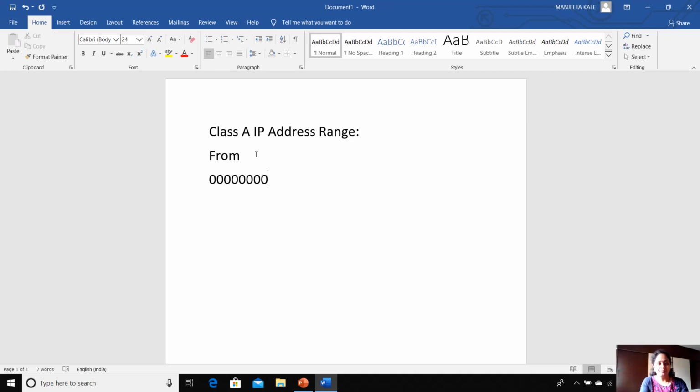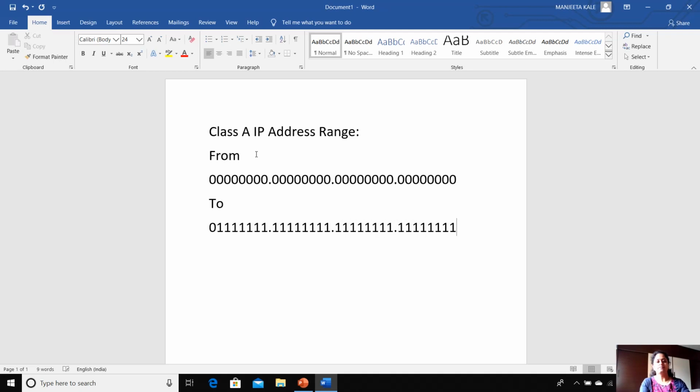So now, dot, this is the first address of class A, and the last address of class A would be, now the first bit is fixed 0 because it belongs to class A. The first bit will remain as it is, and this is the last address of your class A. So all the other binary bits would be ones. So this is the range for class A.